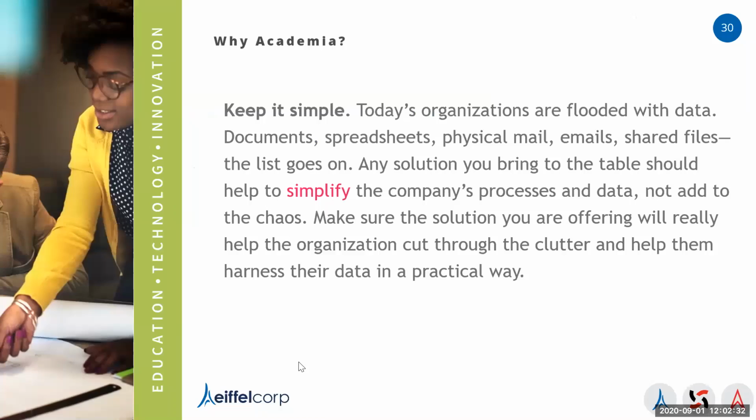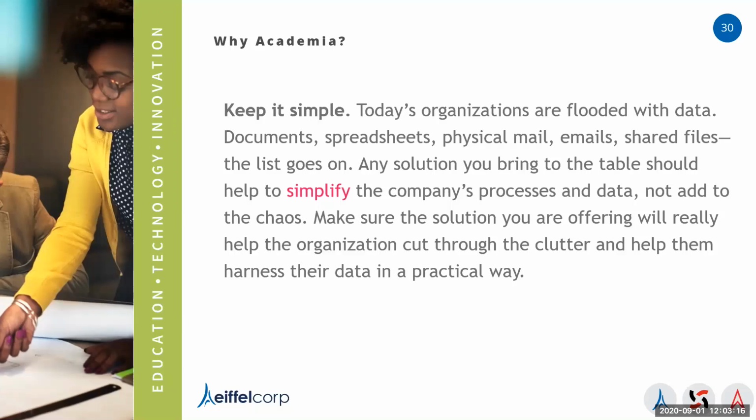So the rule of thumb here is keep it simple. Today's organizations are flooded with data. So documents, spreadsheets, physical mails, emails, shared files, and that list just goes on. Any solution, any SIS that you bring to the table should help you to simplify your company or institution's processes and data and not add to the chaos, to make sure the solution you are offering, Academia which we are offering, will really help the organization cut through the clutter and help them harness their data in a practical way. So it's these easy guidelines to follow if you want to decide, is this the best solution for an institution?